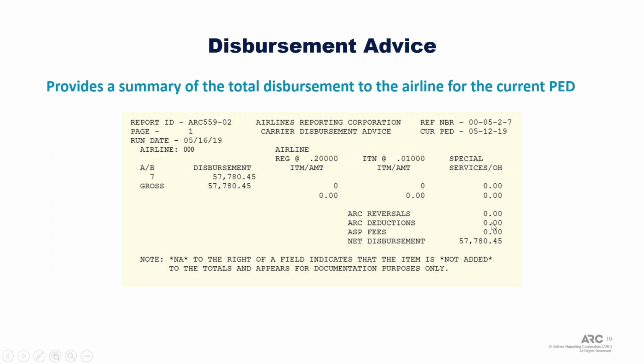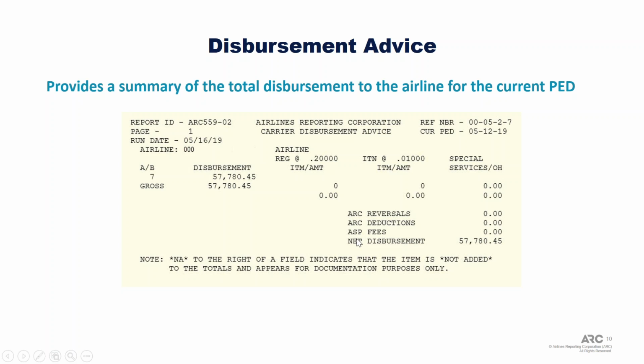For ARC deductions, that would be for any products that you subscribe to. You'll also receive a hard copy invoice in the mail that details those deductions. But here you'll just see the total amount that was deducted for all of your products, and also legal fees. For ASP fees, those would be for your transaction fees and also your participation fees. Those would be listed here. And then you have your net disbursement.